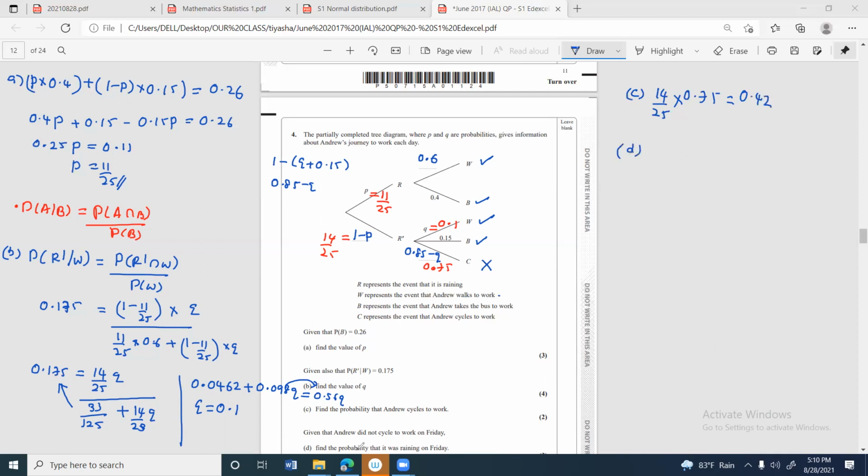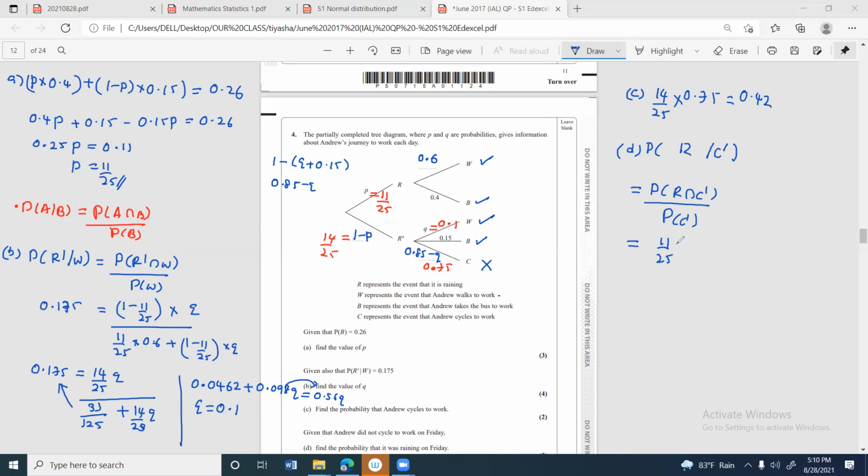D is given that Andrew does not cycle to work. Now we come up with a conditional probability, not C. On Friday, find the probability that it was a rainy day. So we put the conditional probability: probability of R intersection C dash divided by probability of C dash. C dash means not cycles. Raining and not cycles means the addition of these two, divided by the probability of not cycles.